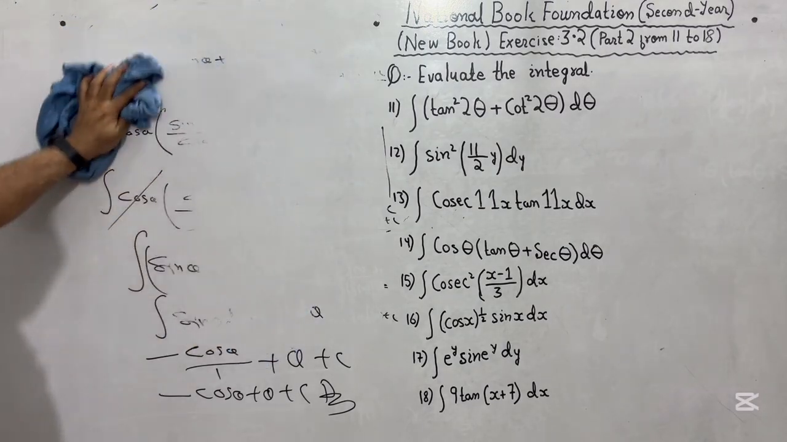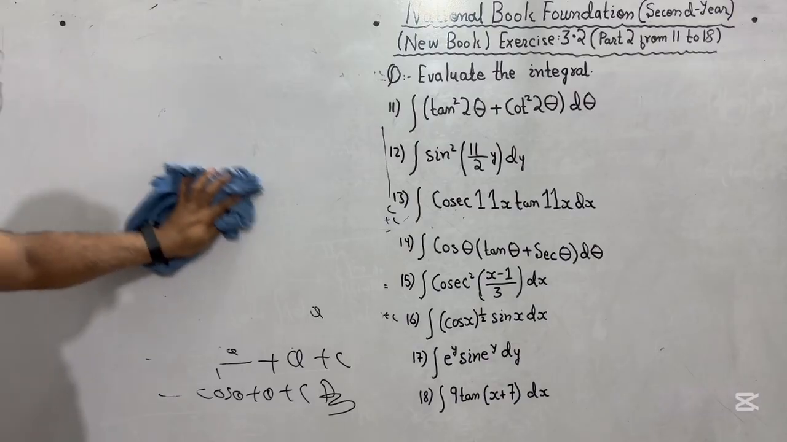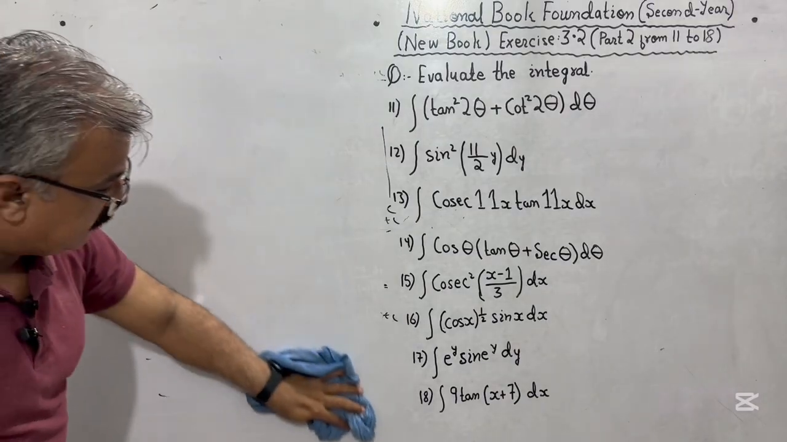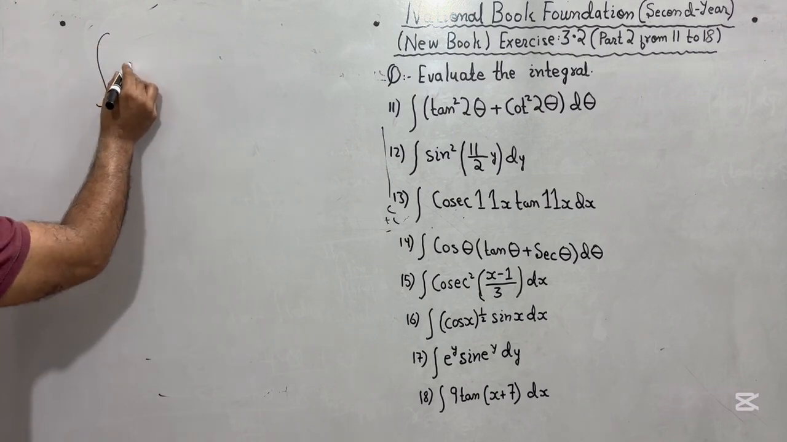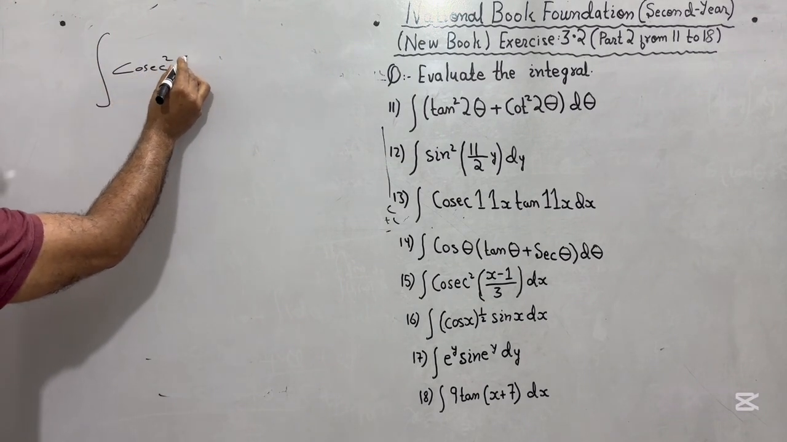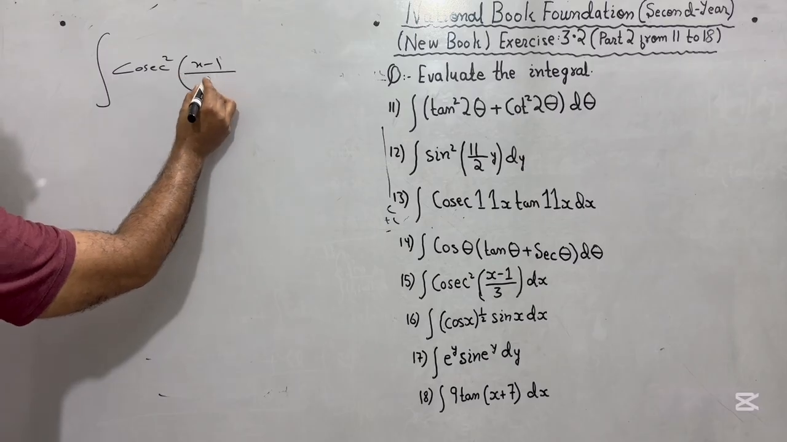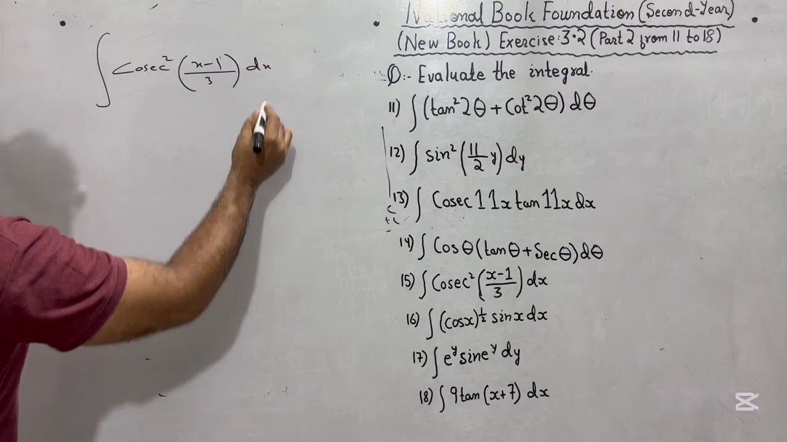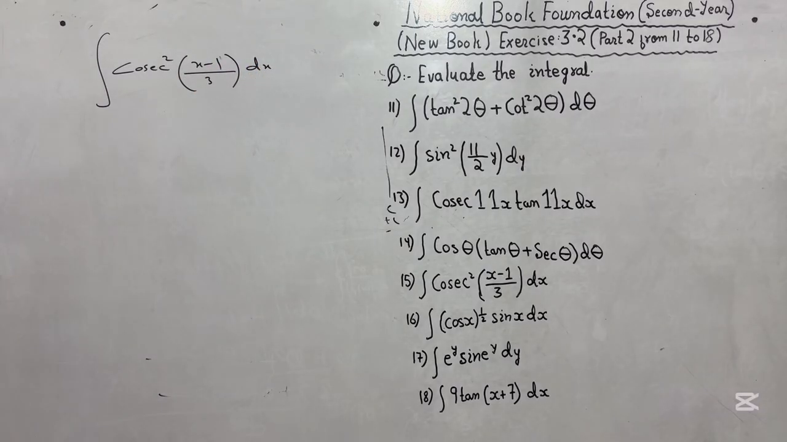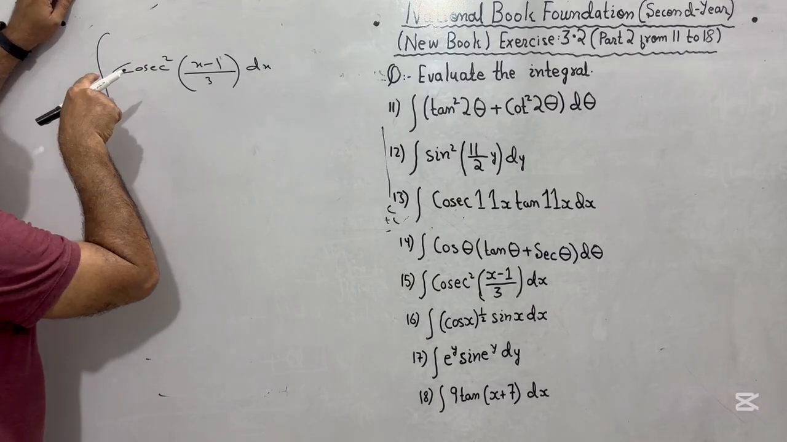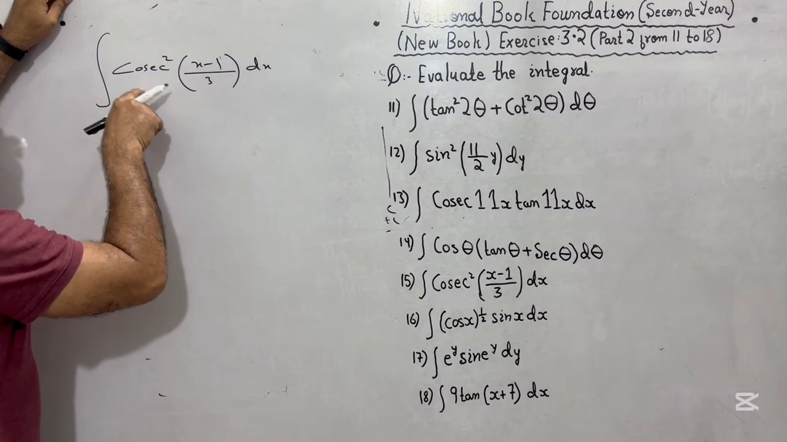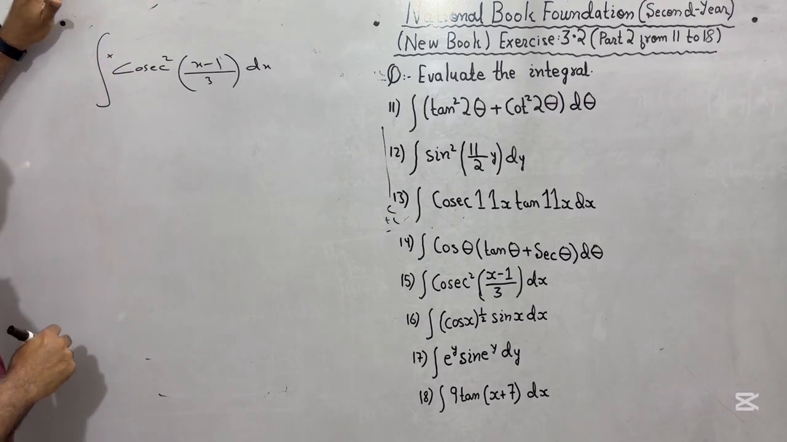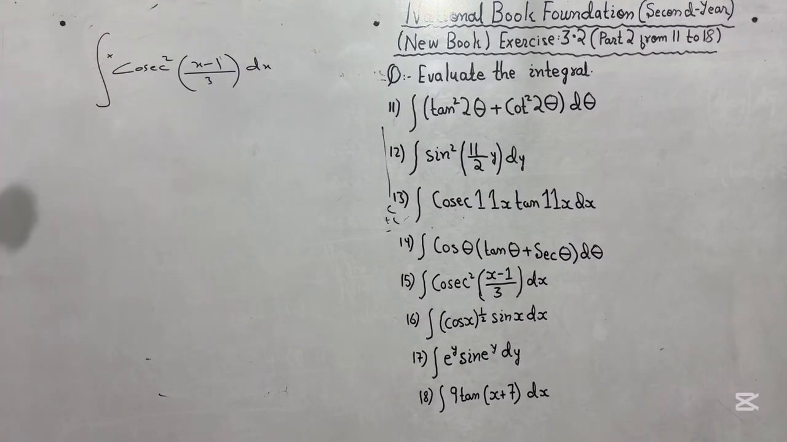Moving towards question number 15. That is cosec square of x minus 1 over 3 dx. The angle is not a simple one. Integration: cosec square is the differentiation of minus cot. Positive cosec square is the differentiation of minus cot. Its integration is minus cot.